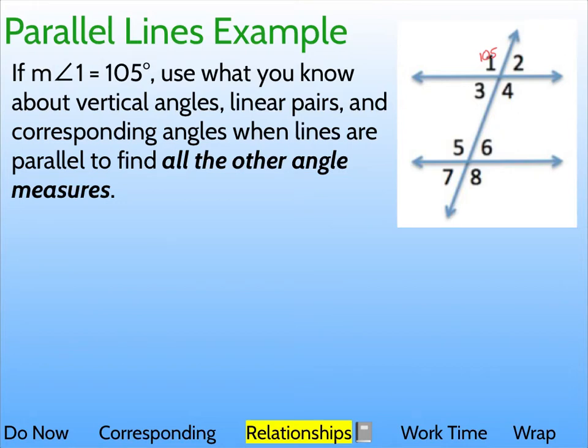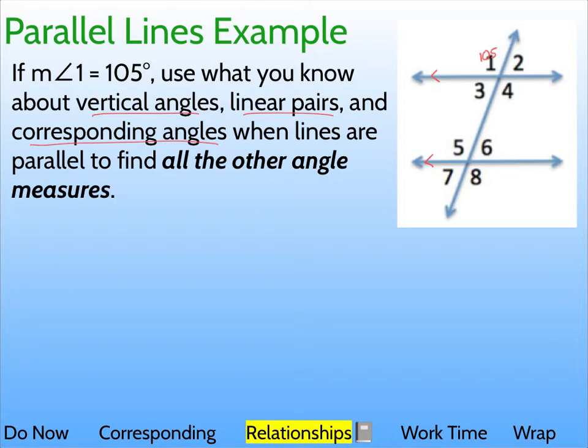Okay, so in this question, we know that angle 1, the measure of angle 1, is 105 degrees. So we're going to just look at vertical angles, linear pairs, and corresponding angles, and we can find every other one of these things. Also implicit in this diagram, but it's not quite shown, is that these lines are parallel to each other. So, vertical angles.